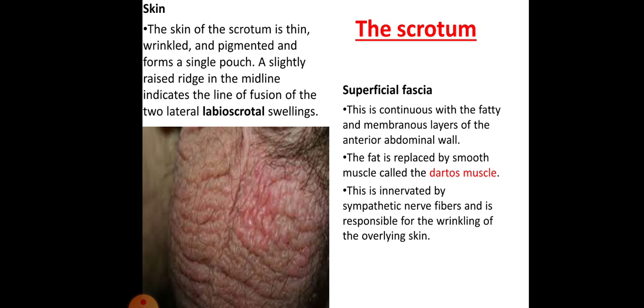Then inside the skin we have the superficial fascia. This is continuous with the fatty and membranous layer of the anterior abdominal wall, and the fat is replaced by smooth muscle known as dartos muscle. It is innervated by sympathetic nerve fibers and is responsible for wrinkling of the skin.